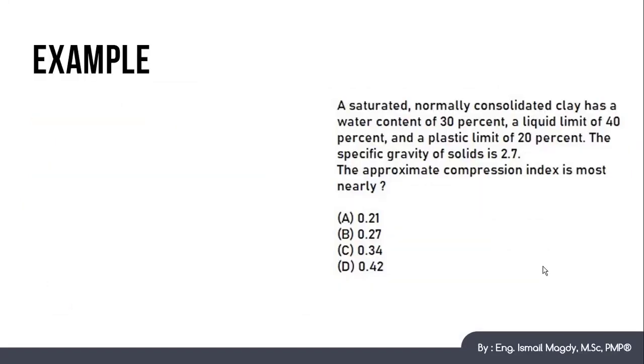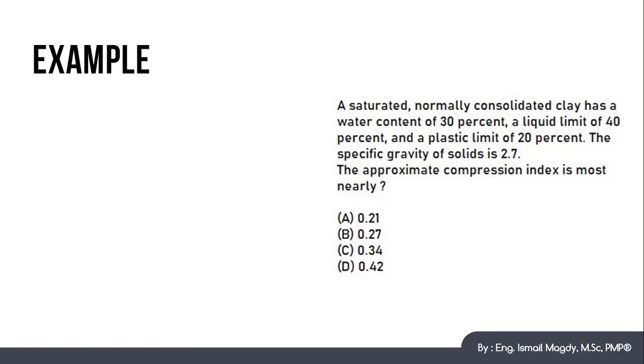So let's check this example. We have a saturated, normally consolidated clay with water content of 30%, liquid limit of 40%, and plastic limit of 20%. The specific gravity of solids is 2.7, and we want to calculate the approximate compression index. First step, we want to know if this is a virgin compression or recompression, because we want to know the compression index. Is it going to be Cc or Cr?